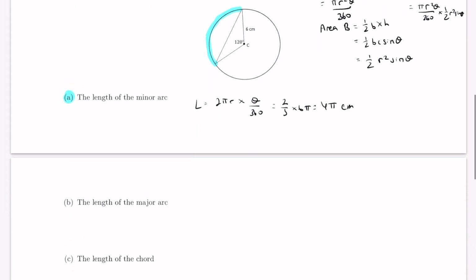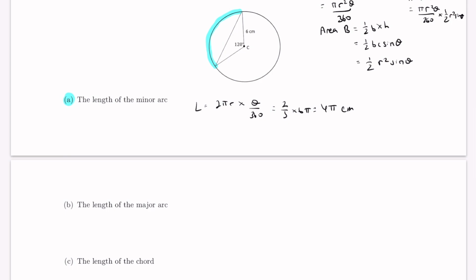All right, part B, the length of the major arc. The major arc is the larger of the two options. So the length of that one is just going to be 2 pi r minus, sorry, not minus. I guess you can do it with minus as well if you really wanted to. But there's a couple of ways you can do that.